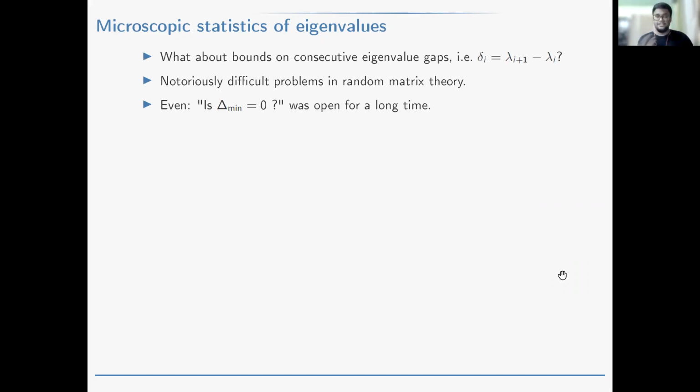What about bounds on consecutive eigenvalue gaps? When you're looking at these delta i's, where delta I is just lambda I plus 1 minus lambda I, so just adjacent eigenvalues, these are extremely difficult problems in random matrix theory. For example, the question of whether the minimum of these eigenvalue gaps was 0 or not, that is, whether the spectrum of eigenvalues of a random graph is simple, with no degeneracies in the spectrum, was open for a very long time.